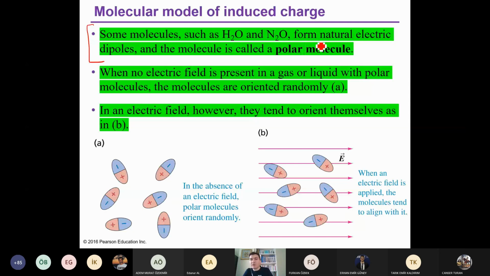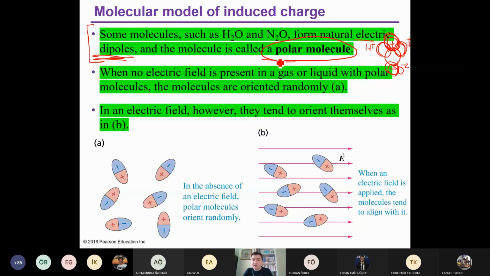Remember the water molecule. Here we have oxygen and we have two hydrogen atoms. They are positively charged and due to their positions in the water molecule, this side is positively charged, this side is negatively charged, and we have a polar molecule because we have an electric dipole, right? Electric dipole, positive pole and negative pole. So this type of molecule is called a polar molecule, okay?